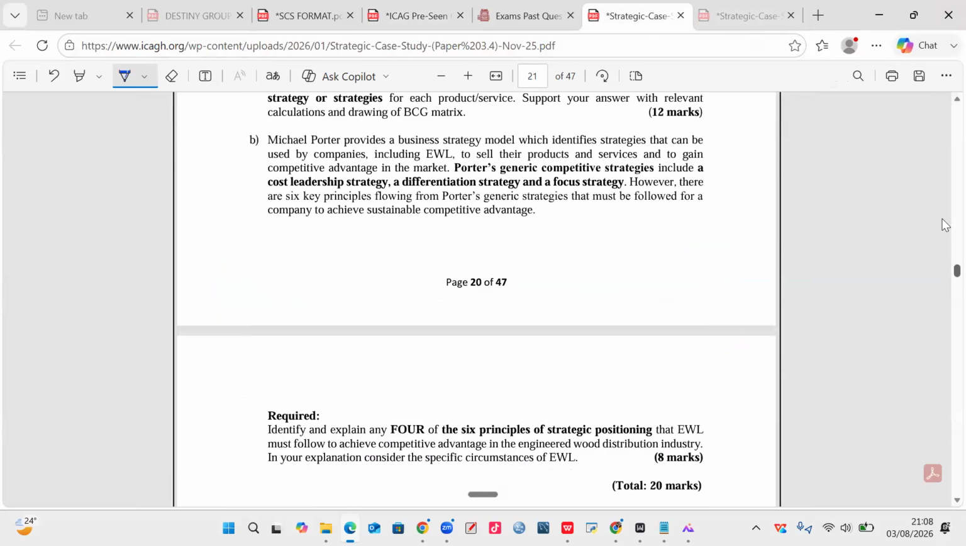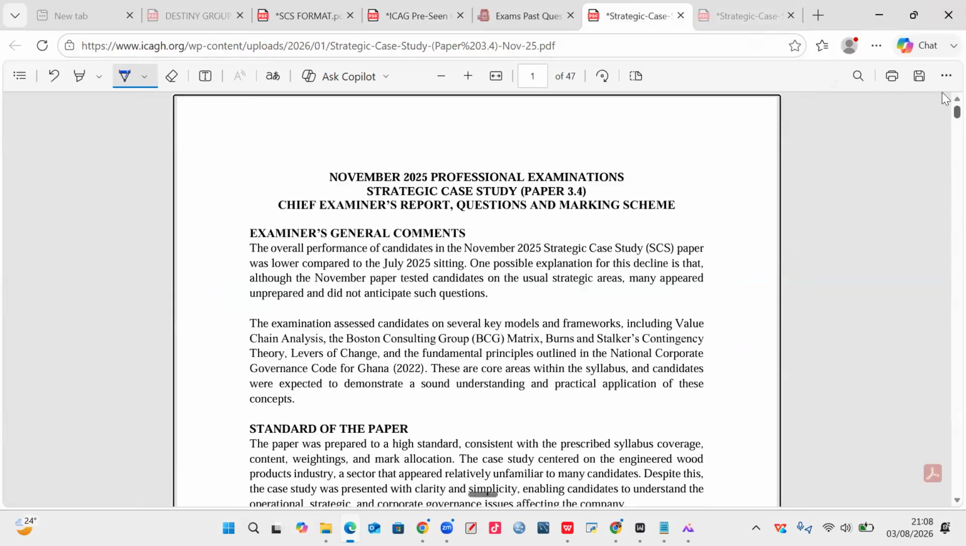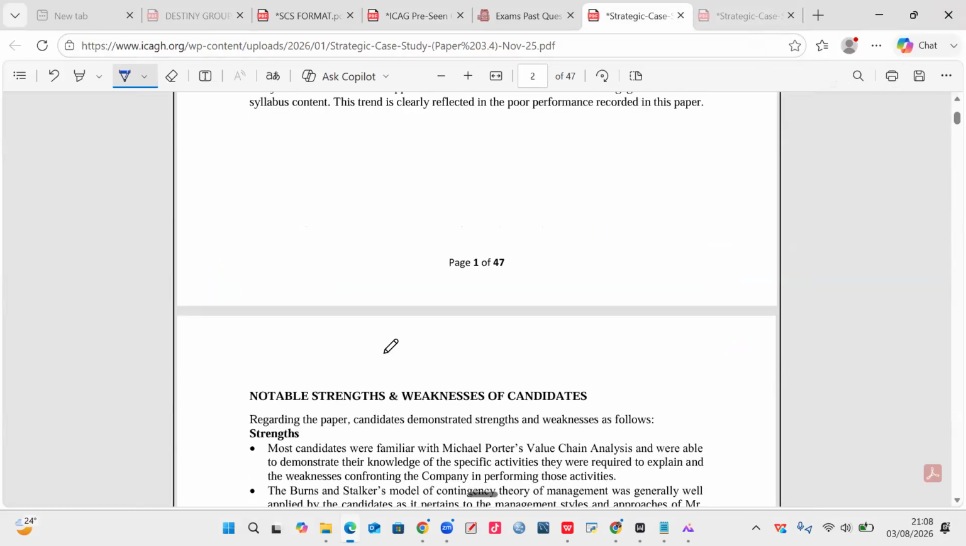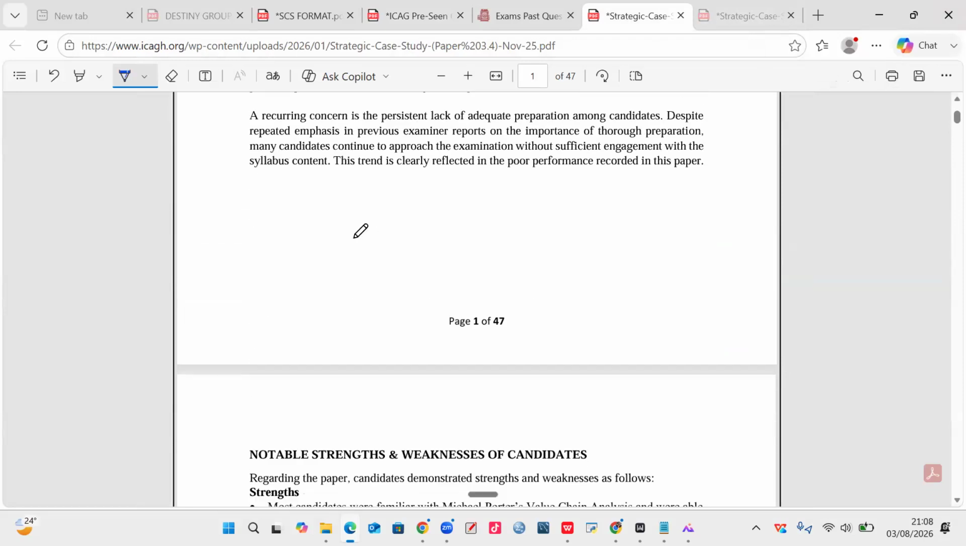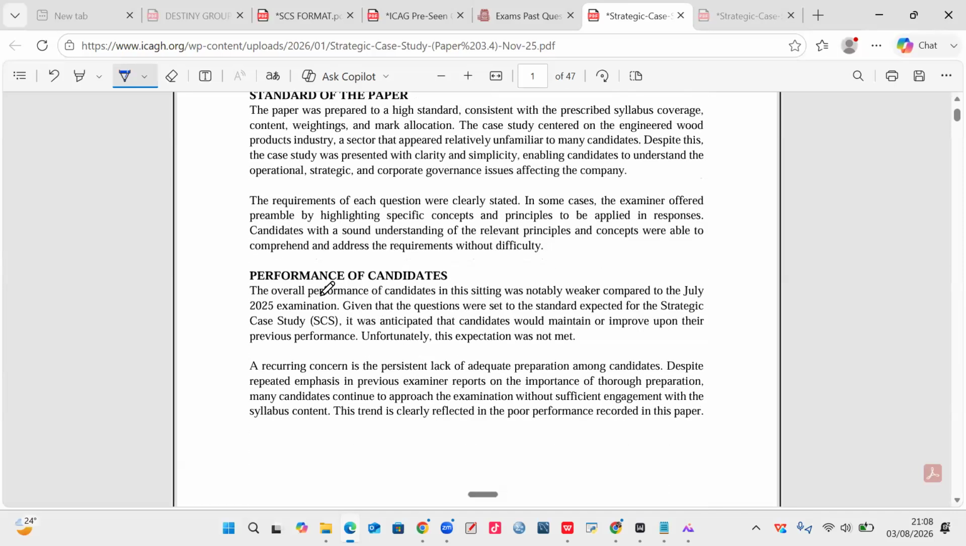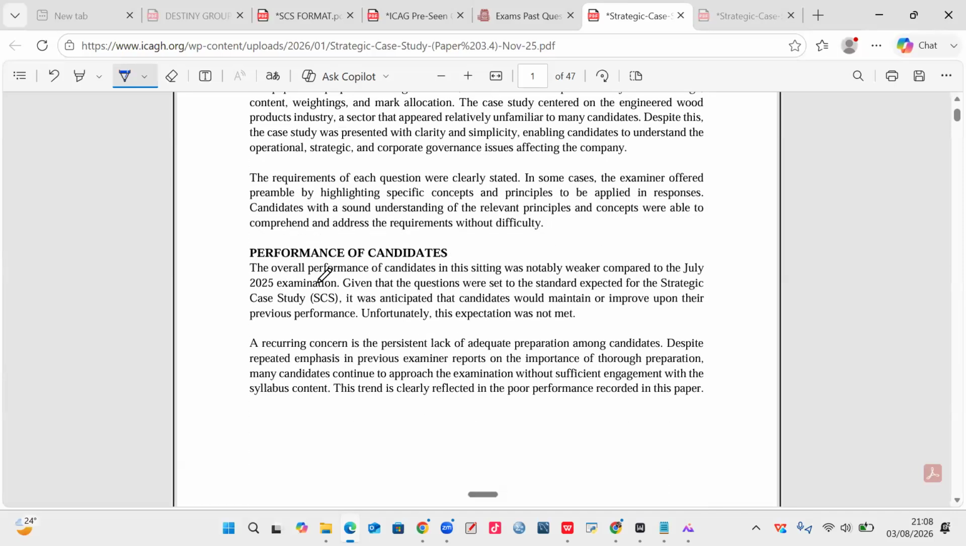Let's look at what the examiner said in this November 2025 sitting. Let's see the examiner's comments. I always read them to know the strengths and weaknesses. So here, performance of candidates. The overall performance of candidates in this sitting was notably weaker compared to the July 2025 examination. Given that the questions were set to the standard expected for the strategic case study, it was anticipated that the candidates would maintain or improve upon their previous performance. Unfortunately, this expectation was not met.